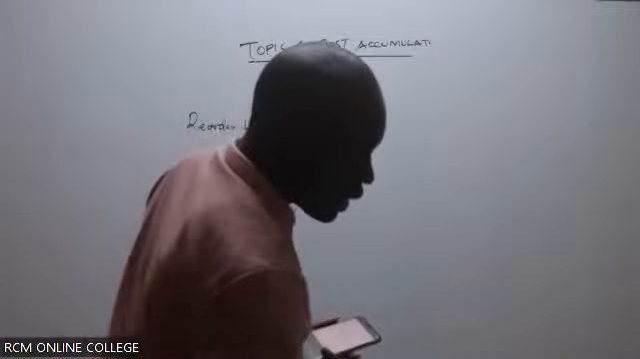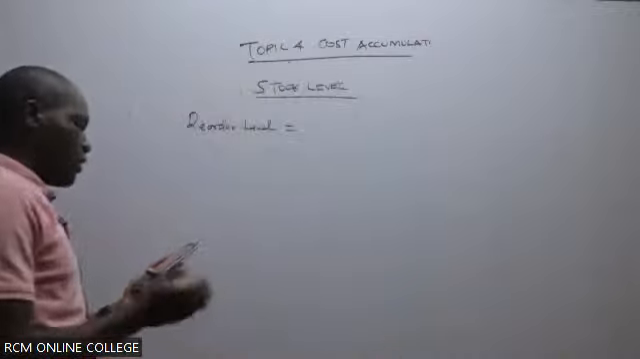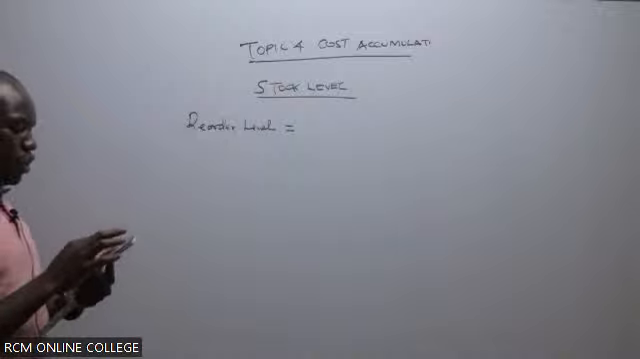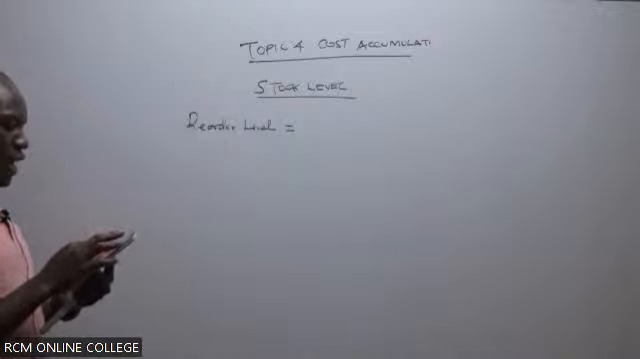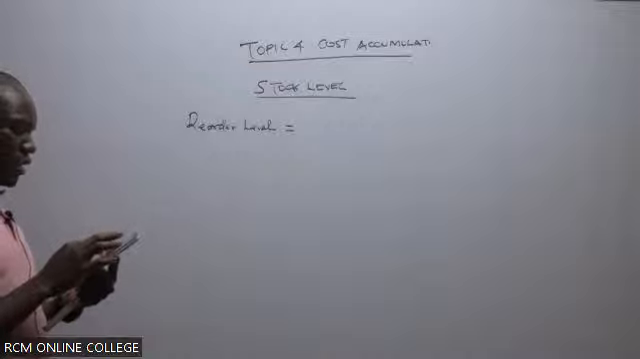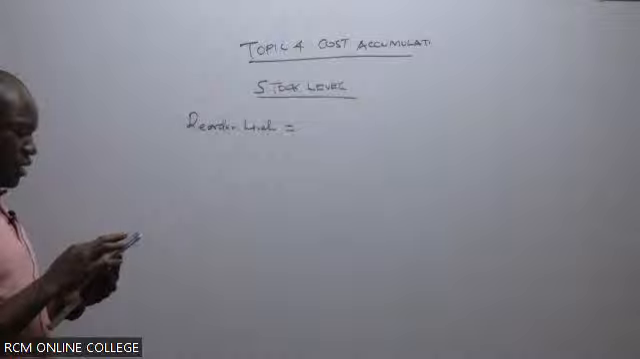So how do we calculate the reorder level? That's what I want us to look at. How do we calculate the reorder level?